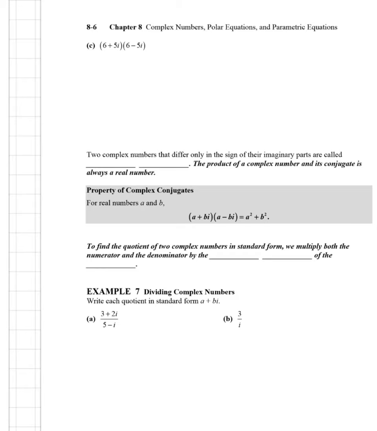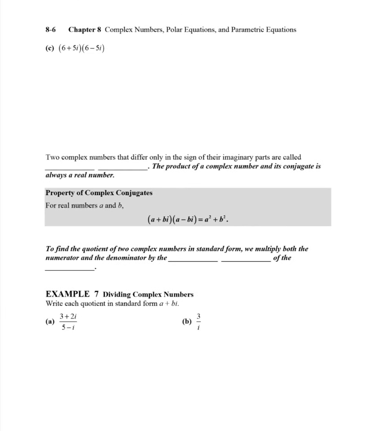The next page, page 8-6. Two complex numbers that differ only in the sign of their imaginary parts are called complex conjugates. The product of a complex number and its conjugate is always a real number. The property of complex conjugates: whenever you multiply a number by its conjugate, do you see how the i will go away? You're squaring the first term, and you're squaring the last term without the i, and a plus in between.